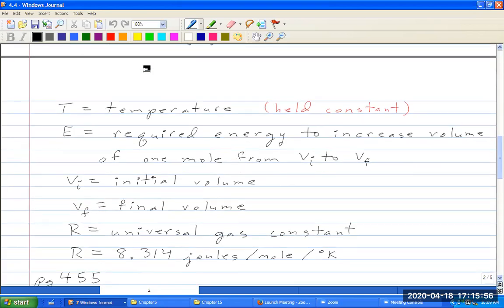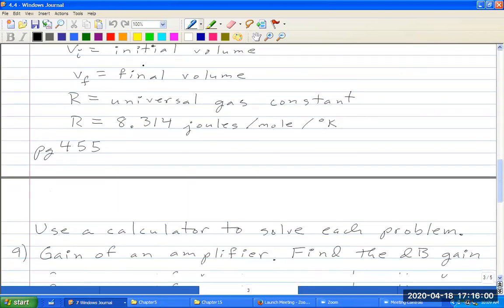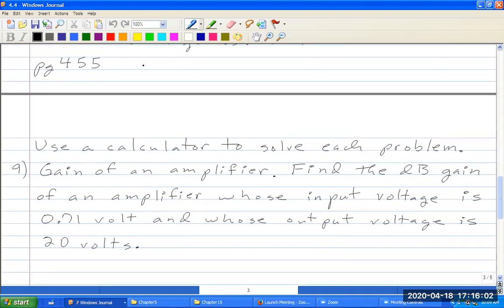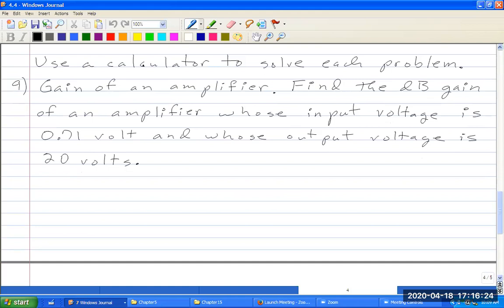Okay. So let's do some examples on page 455. Use a calculator to solve each problem. The gain of an amplifier. Find the decibel gain of an amplifier whose input voltage is 0.71 volt and whose output voltage is 20 volts. Okay, so let's do that.